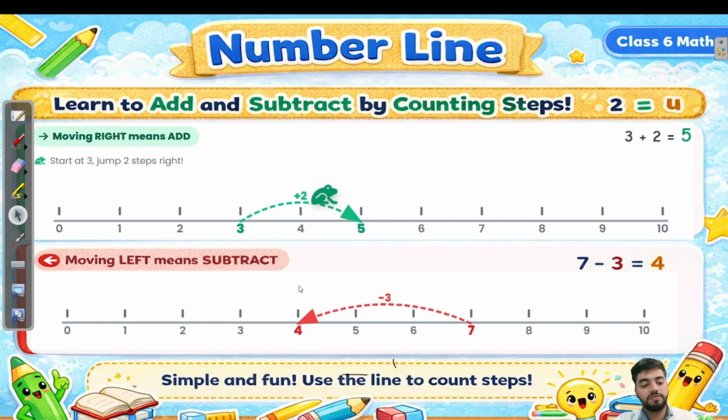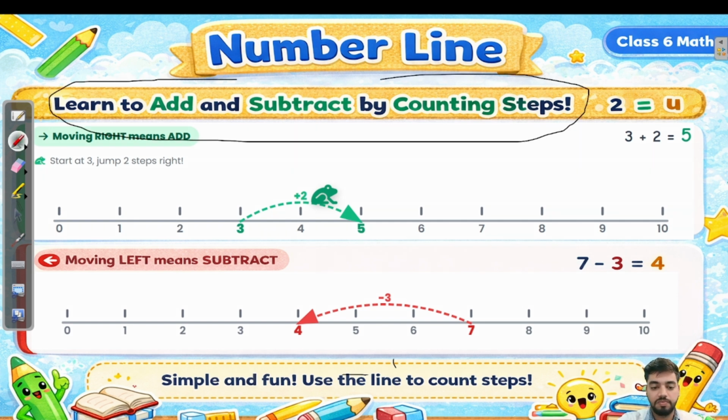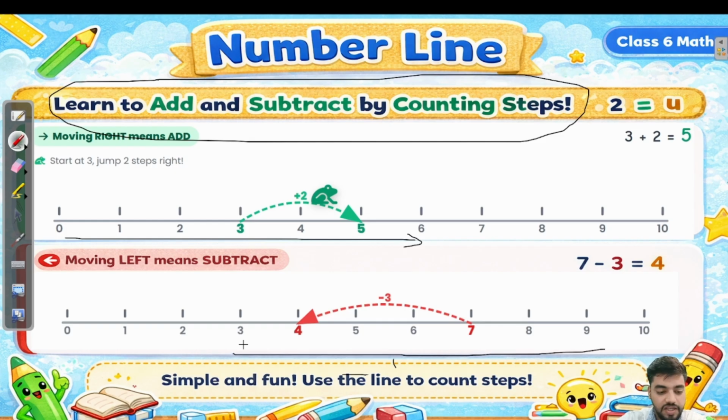Now there is a very good concept about the number line. We can learn to add and subtract by counting steps on the number line. You can see that when we are moving to the right on the number line, the numbers are increasing. But when we move left on the number line, the numbers are decreasing. It means moving right means add and moving left means subtract.